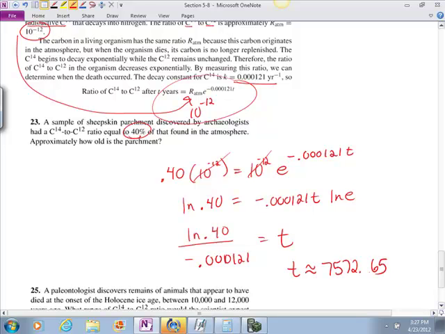So that's just kind of an interesting application, really, of this. They round it to the nearest hundreds of years, so they say 7,600 years old, approximately.